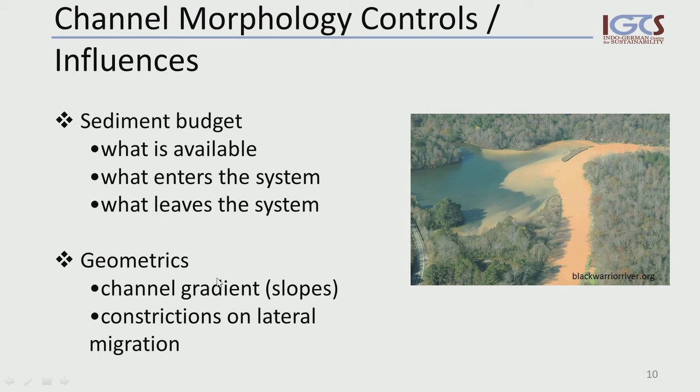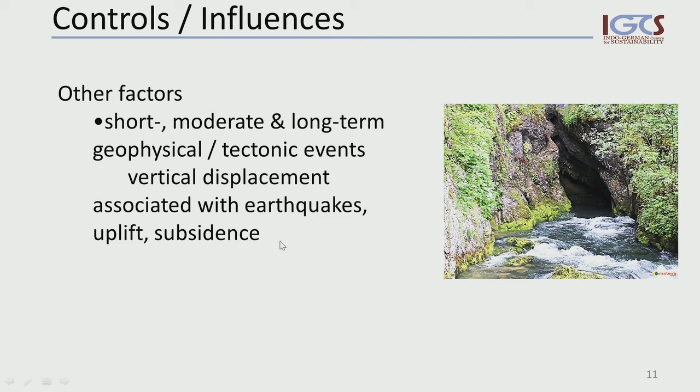Yet another channel morphology control is the geometrics. We come back to this. The channel gradient slopes, we talked about this, and constrictions on, for instance, the lateral migration. And then we have some other factors which we sometimes think are much more relevant, but are actually more underlying and secondary. Those could be short-term geophysical or tectonic events, some displacement of geological layers as a result of earthquakes or uplift or subsidence.